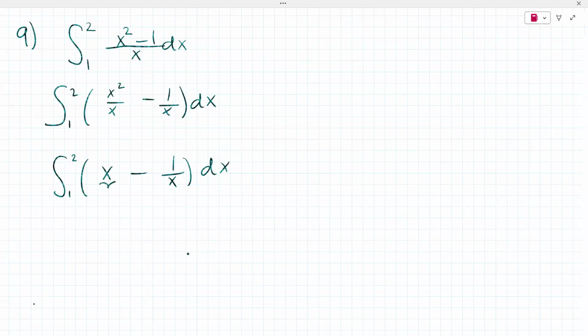So what is the integration of x? Well, this has a power of 1, so it's just x squared over 1 plus 1, which is 2, minus, what is the integration of 1 over x? It's the ln of absolute value of x.